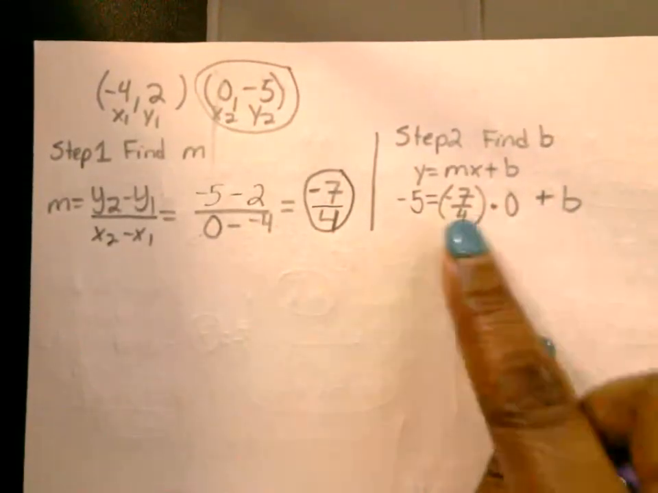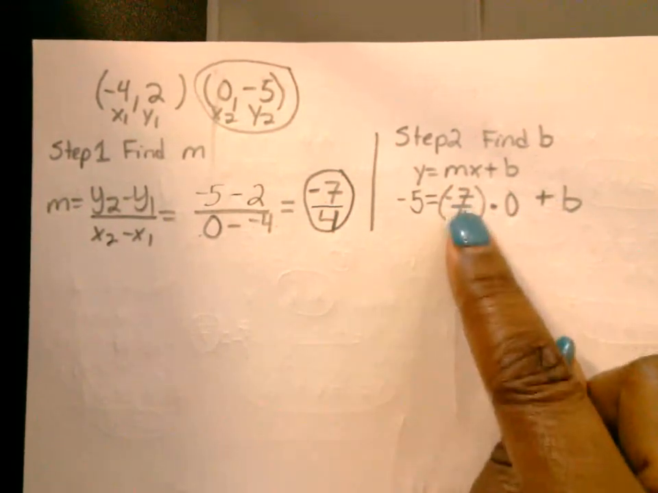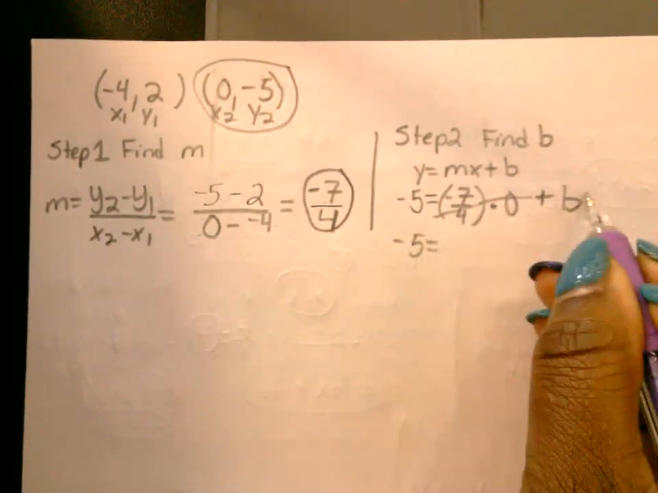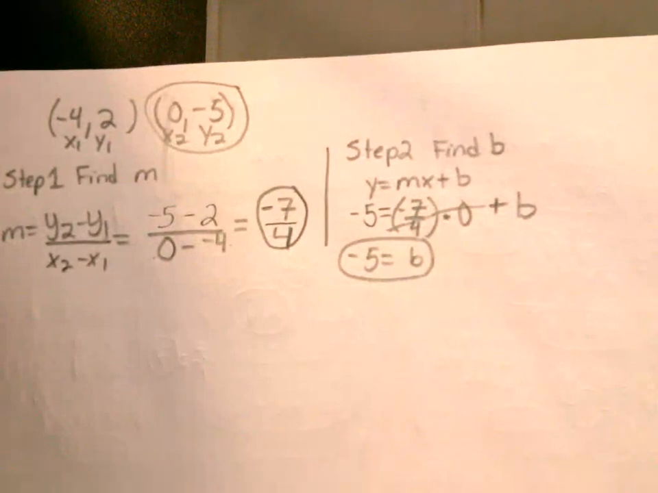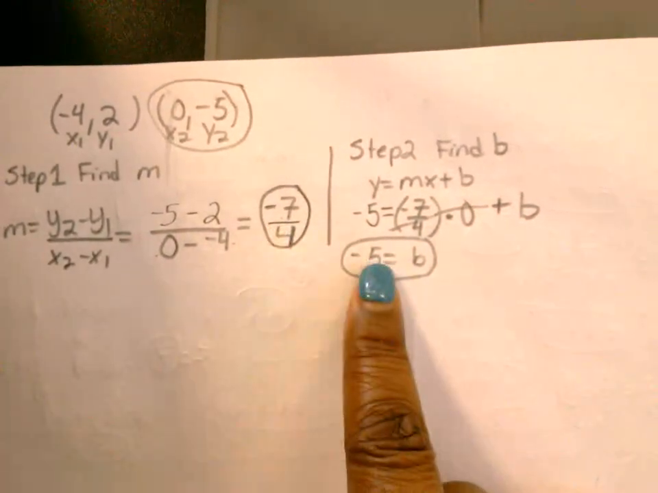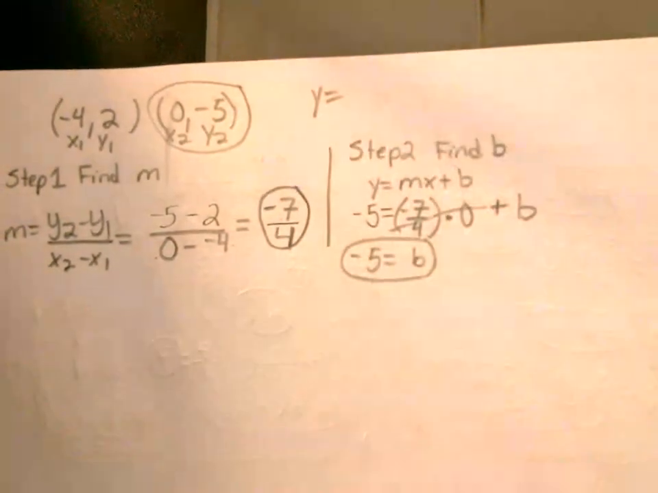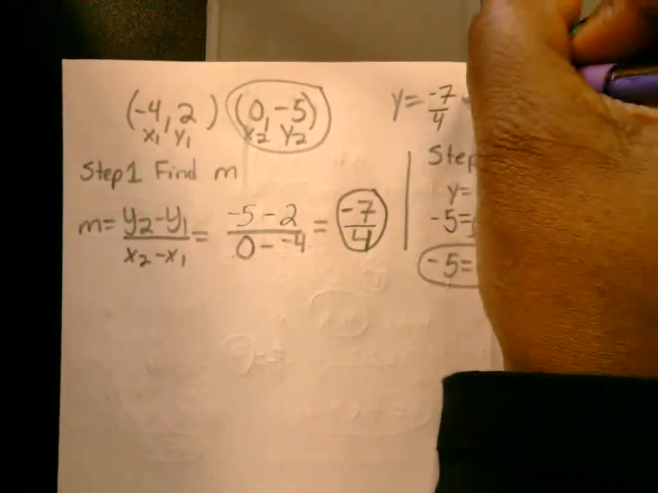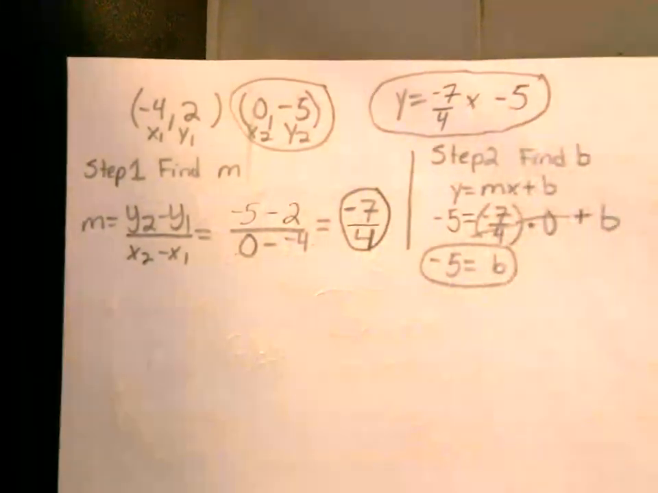All right, to solve for b, we got to multiply this first. What is this fraction times 0? What's any number times 0? 0. So this is gone. That's 0. So we're left with b. b is equal to -5. So now we have m and now we have b. How do we write this as an equation? Y equals what? -7 over 4 x minus 5. This one was number 6.